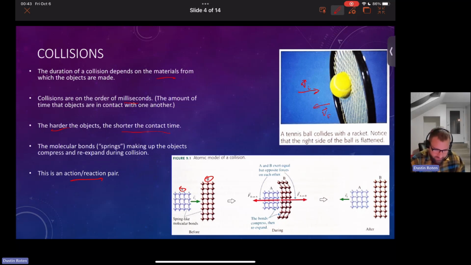So the idea is that when these two things interact, we've got this object A here. We can tell it came in this way, moving to the right, and started pushing against object B. And you can see the compression here in the molecular structure, and that compression is going to provide that equal and opposite reaction the other way, which in turn is going to cause object A to shoot away in the opposite direction.